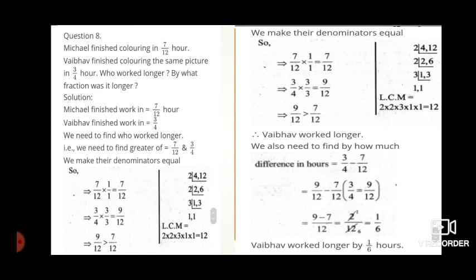Here, question number 8. Michael finished coloring in 7 by 12 hours. Vaibhav finished coloring the same picture in 3 by 4 hours. Who worked longer? By what fraction was it longer? So first, the given thing is Michael finished in 7 by 12 hours and Vaibhav finished it in 3 by 4 hours. So we need to find out who worked longer.